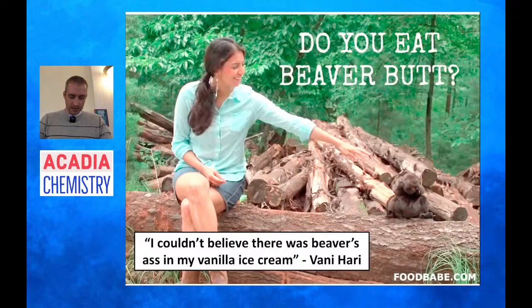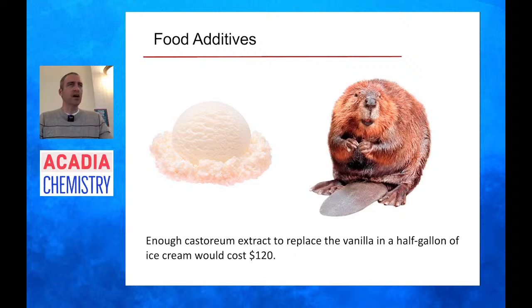So she's saying that because castoreum has a vanilla-like flavor and it is used or can be used legally as a food additive, maybe when you're eating your vanilla ice cream, you're actually eating beaver's ass. "I could not believe there was beaver's ass in my vanilla ice cream," was her quote. And you don't have to dig too far to realize that you don't have to worry about that. Because of the high price of castoreum, the amount that you would need to flavor, let's say, a half gallon or a 2 liter bucket of ice cream would cost $120 just for the castoreum alone. So if you're paying less than that for your bucket of ice cream, you don't have to worry. This isn't going to be in there.